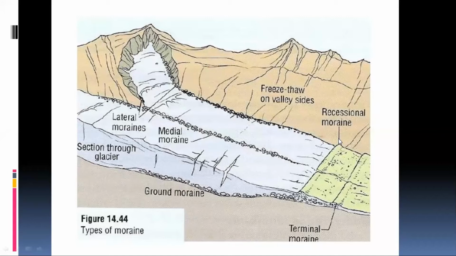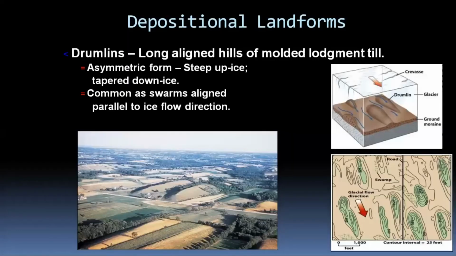The most recent one you will call the recessional moraine. These moraine deposits are sometimes used to understand the glacial volumes and to understand the balance for climatic studies and also glacier studies.